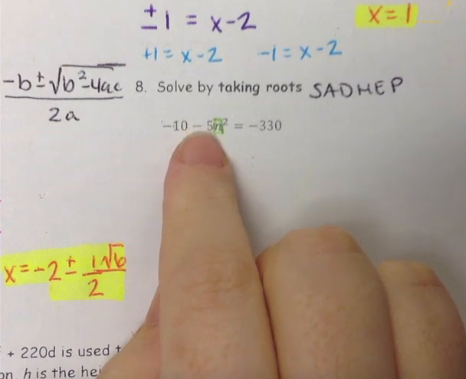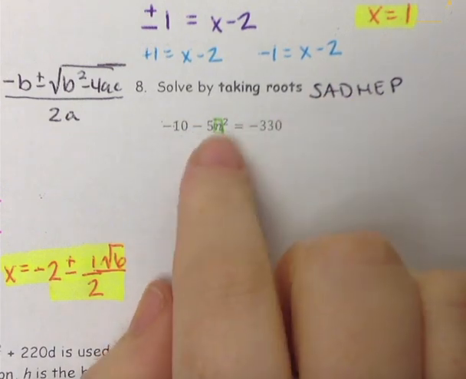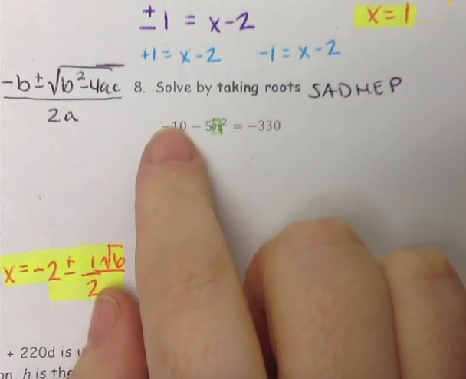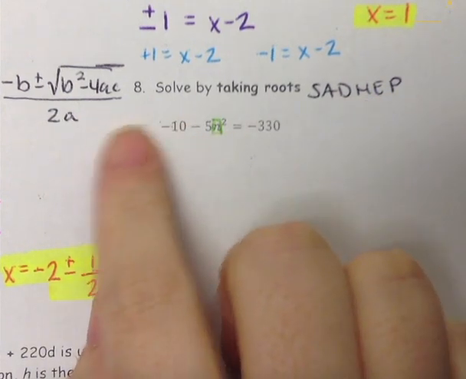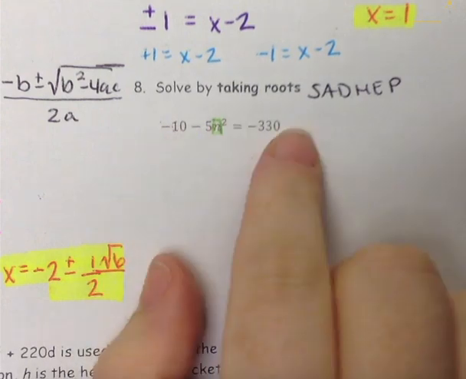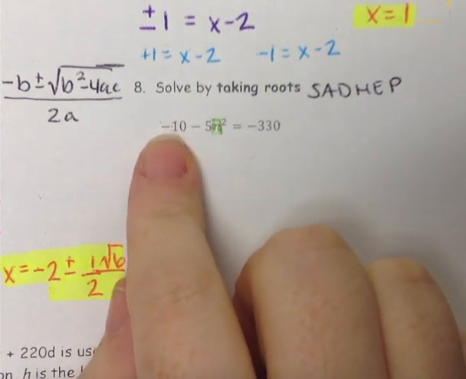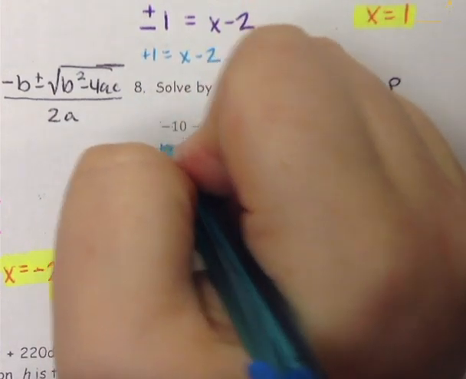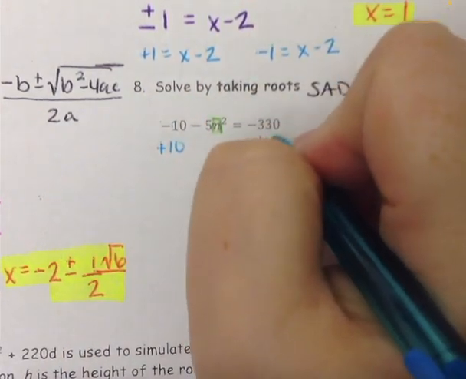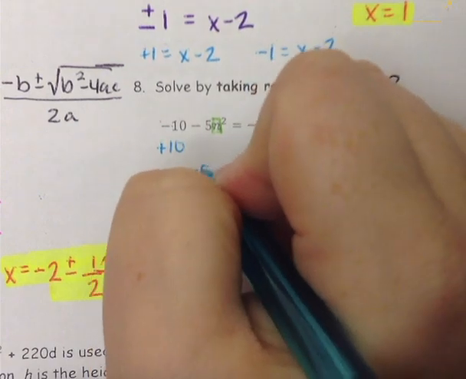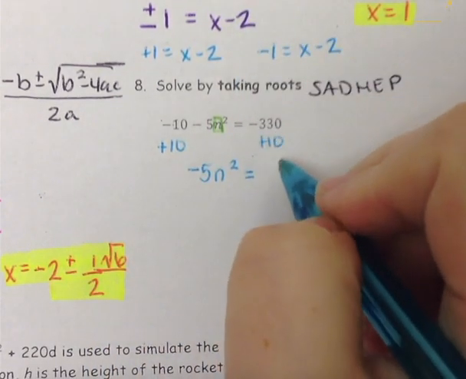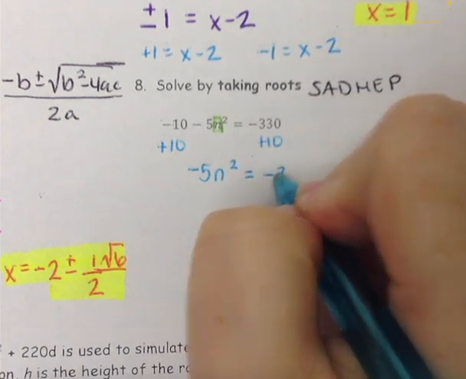The 5 is multiplied to it, so we don't touch it yet. The 2 is an exponent, so we can't touch it yet. But the 10 is separated from it, so we can move that to the other side. That's a negative 10 right now, so we add 10. We're going to add 10 to both sides. We'll have negative 5n squared is equal to negative 330 plus 10 is negative 320.